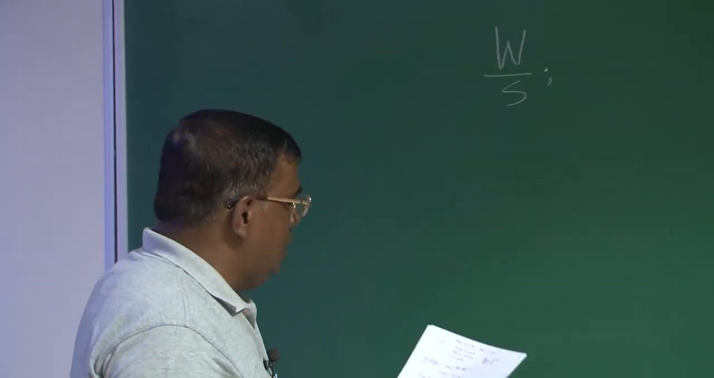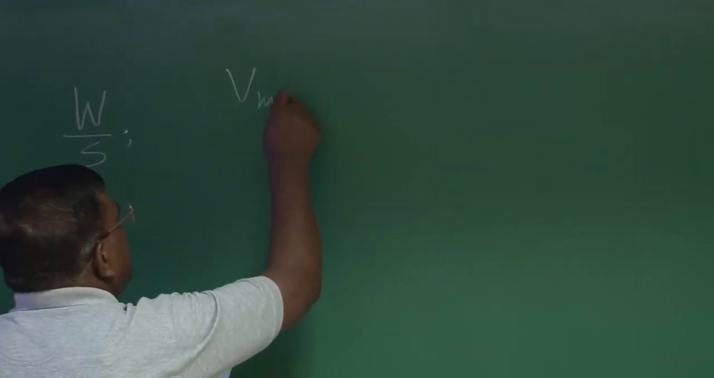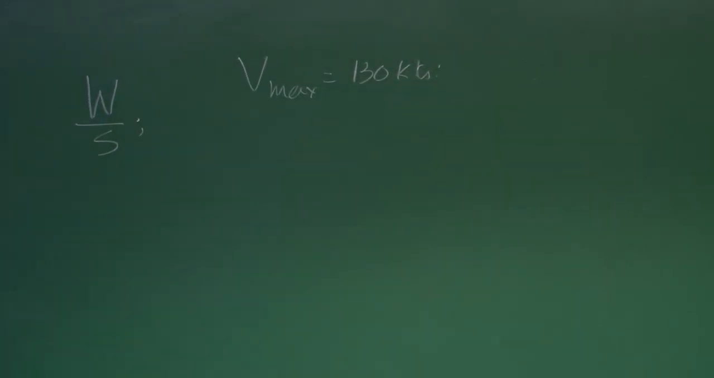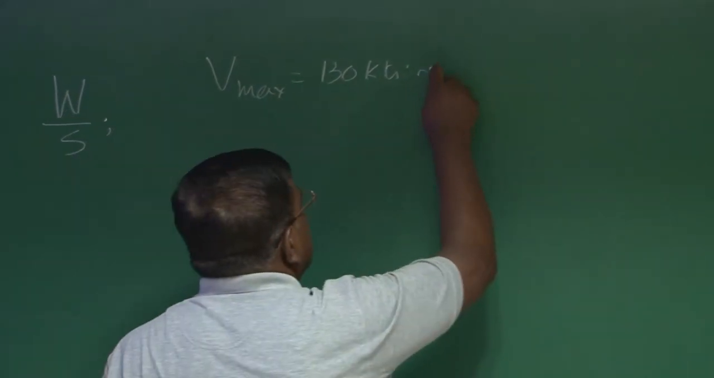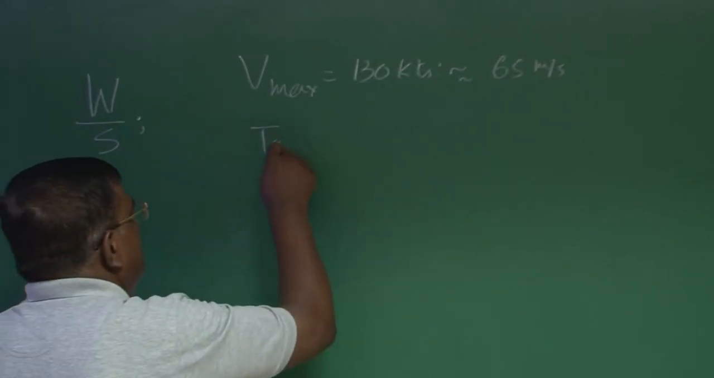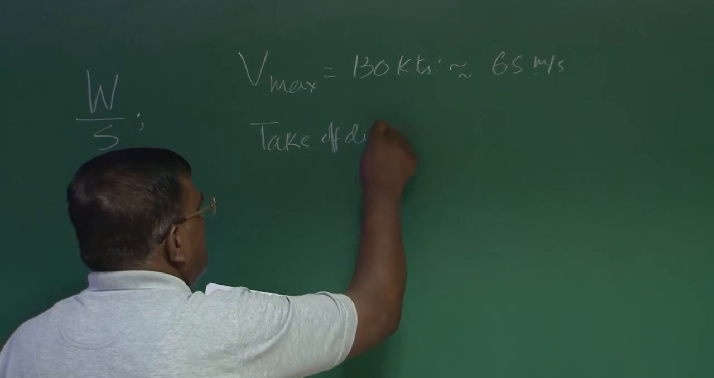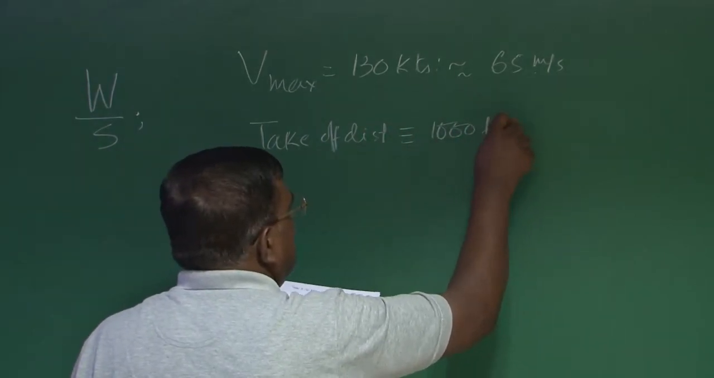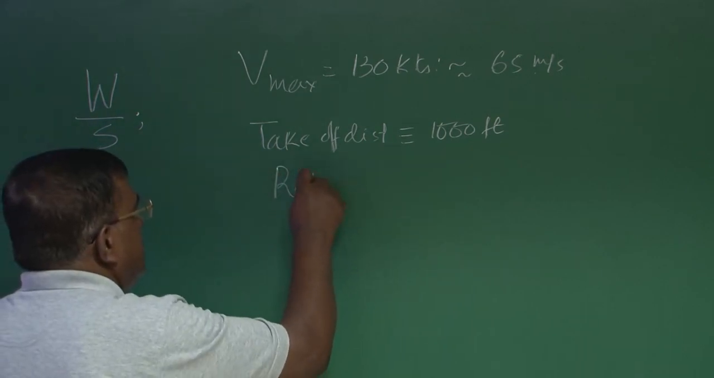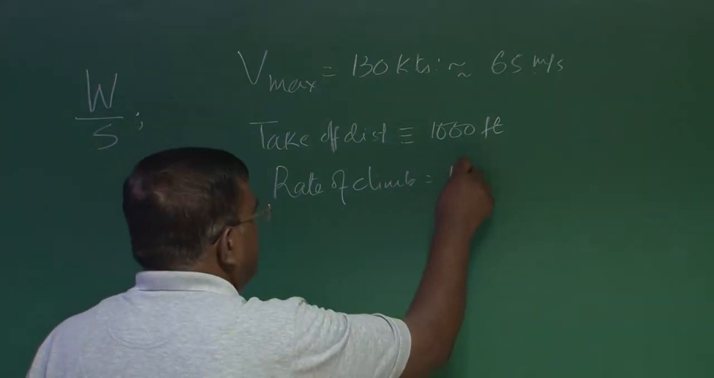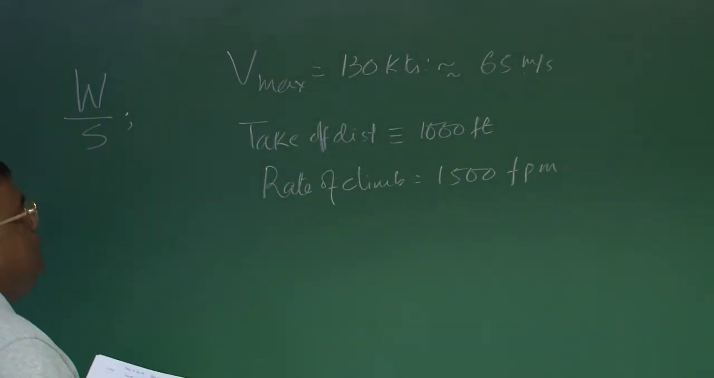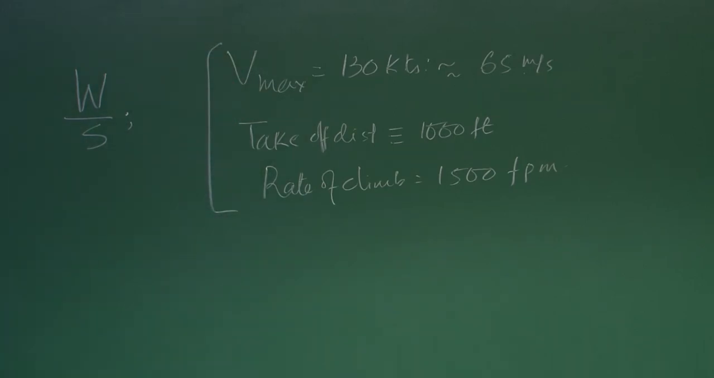So coming back to wing loading, as we say, we need to have some mission requirement. Let's say Vmax is 130 knots. I'm using FPS. The old book of Raymer uses FPS. But you know that 130 knots is roughly 65 meters per second. And let's say takeoff distance is 1,000 feet, which is around 300 meters roughly. Then rate of climb of 1,500 feet per minute. Let's say these three parameters we are using to calculate W by S.